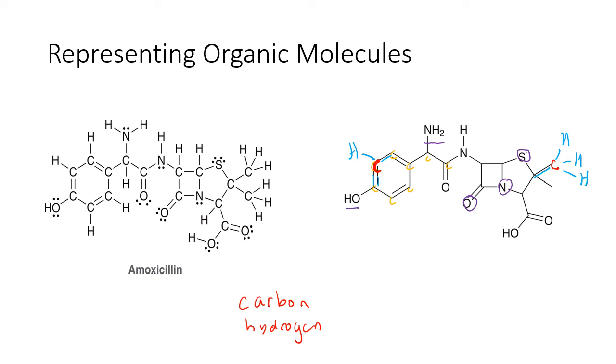The other really nice thing about looking at an organic structure with line bond structure is that I can quickly pick out the functional groups. And functional groups are areas of reactivity. So, for example, on amoxicillin, that group I circled is called a carboxylic acid. And so once we learn about carboxylic acids, you'll know, okay, that's a certain type of group and it reacts this way. Or this right here, this is called an amide.